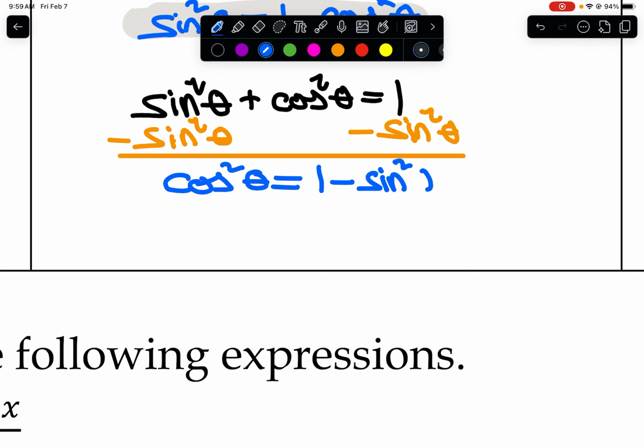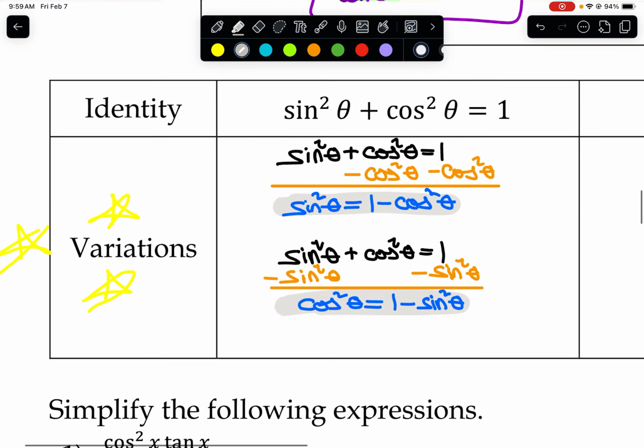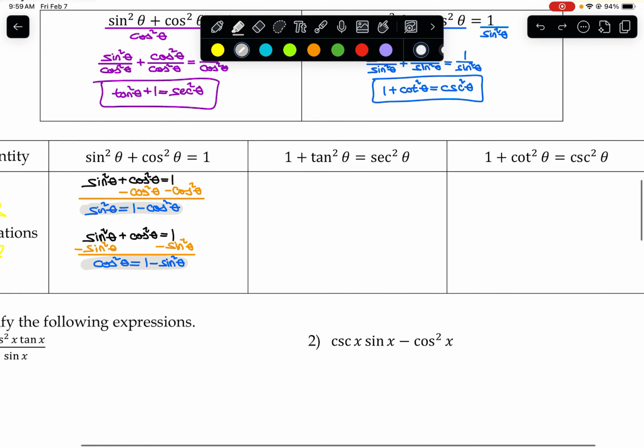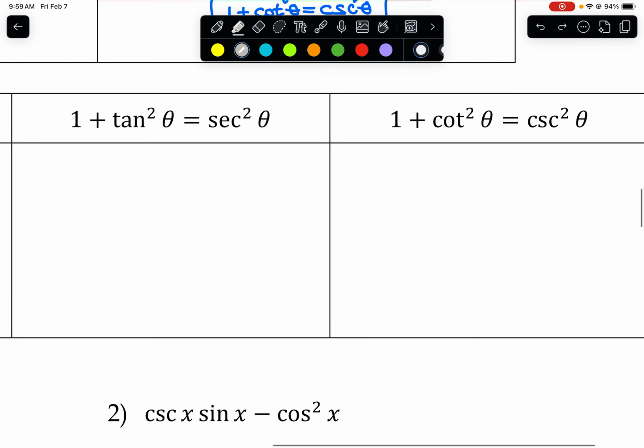So this is another variation that you're going to have. So for each of your identities up here, there's going to be 2 corresponding variations that are going to come with it. Now over here, same idea. So I would say pause here, take another few minutes, and actually develop the other 2 identities or variations that come with these identities.